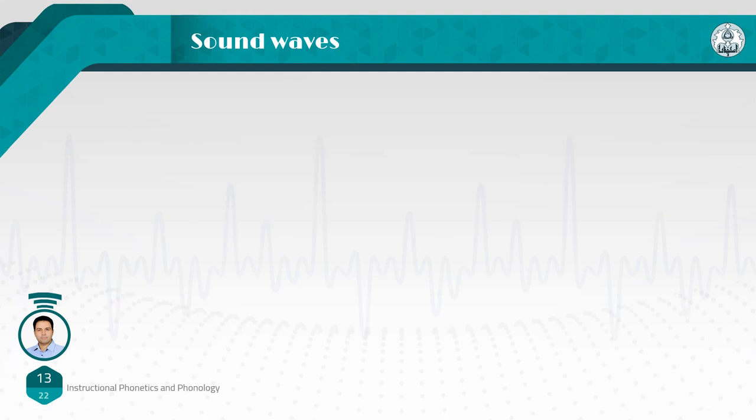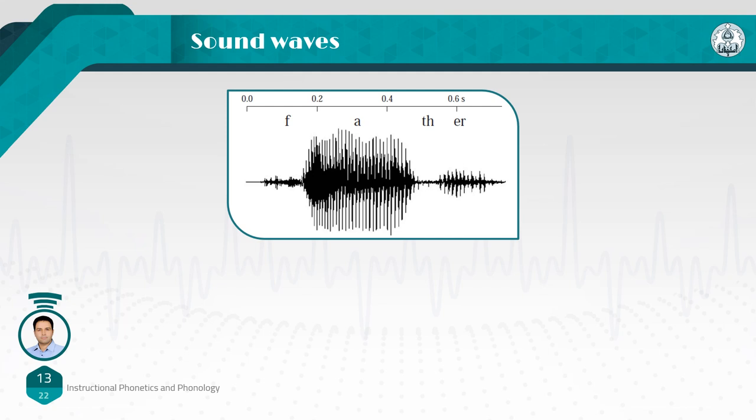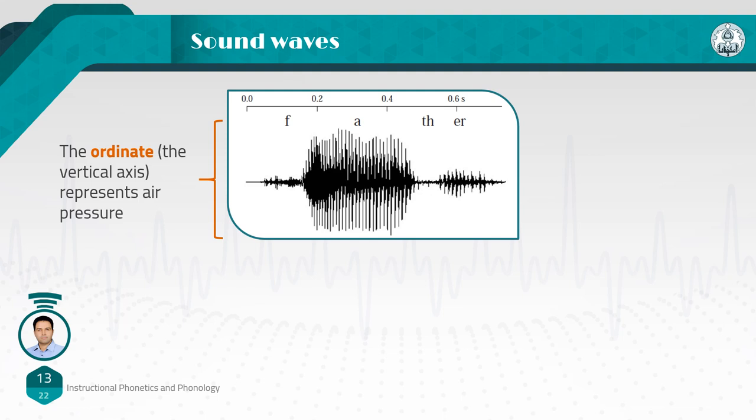So, as we said, when the sounds reach the ear of a listener, they cause the eardrum to vibrate. A graph of a sound wave is very similar to a graph of the movements of the eardrum. Here in this figure, you can see the variations in air pressure during the pronunciation of the word father. If you pay attention to the upper side of this diagram, you can see the word father. Here, the ordinate, or the vertical axis, represents air pressure, and the horizontal axis represents time relative to an arbitrary starting point.